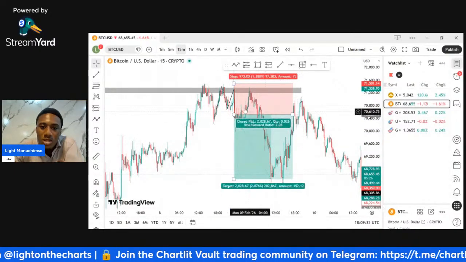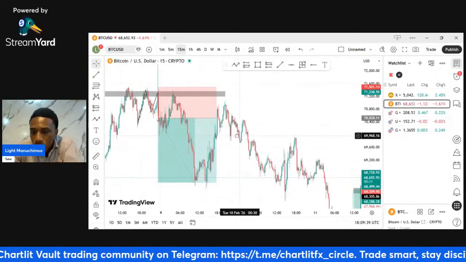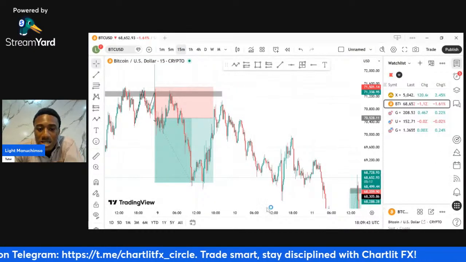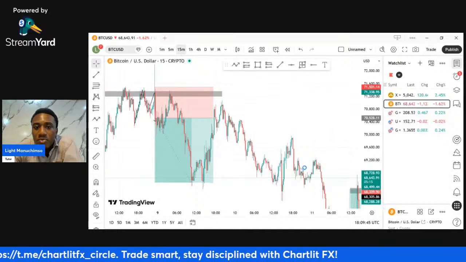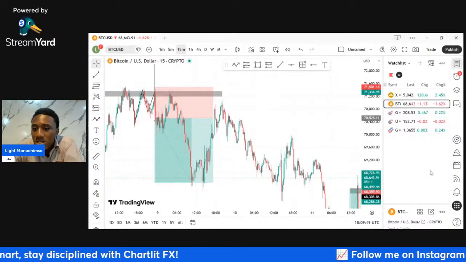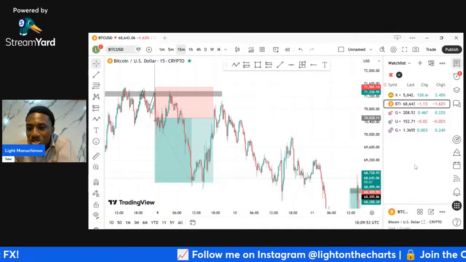So that's it: after the key level, price dumps. After a key level, price always dumps. That is it. I hope this makes sense. Yeah, a very beautiful trade on Thursday.